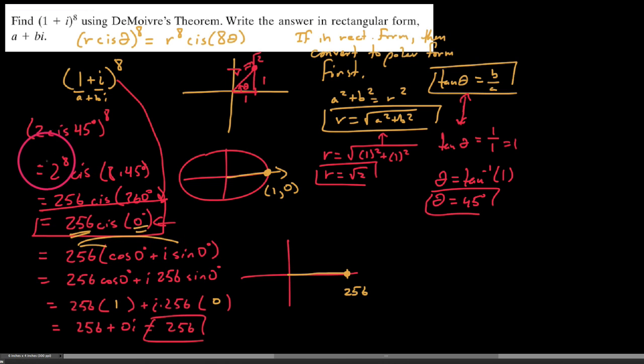So in DeMoivre's theorem, we would convert this into polar first and then raise it to the 8th power. But look what we got. We got 256 units out from the origin in a 0-degree direction, which is the same thing that we got once we converted this back into rectangular form. So be able to use DeMoivre's by converting into polar form first and then completing your task, but then converting it back into rectangular form if you need to.